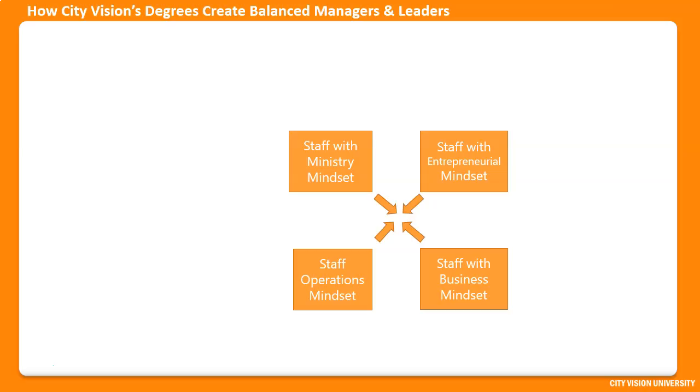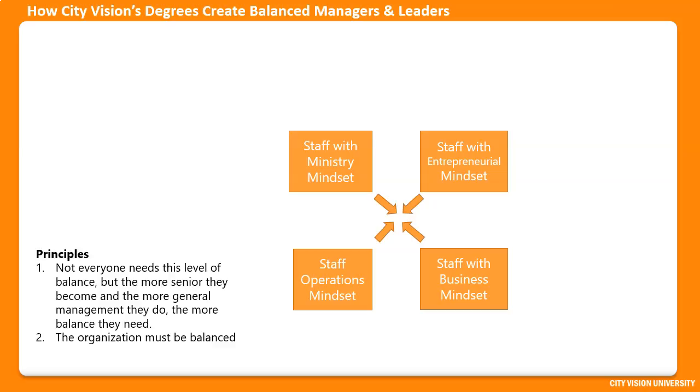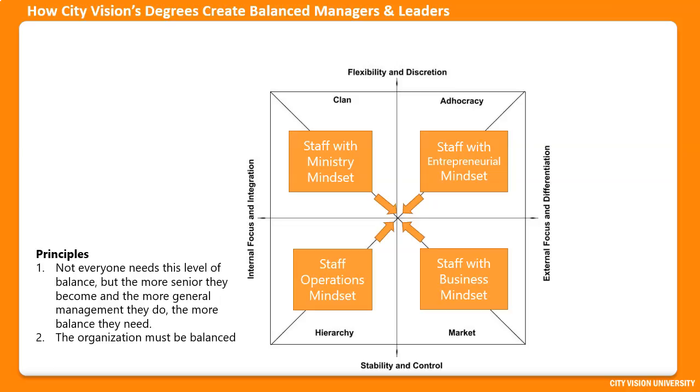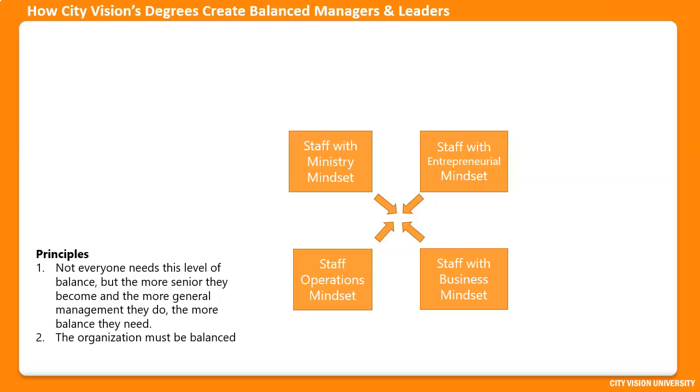And there's a tension between those. Now, one of the principles in designing all of our degree programs is that not everyone needs to have a strong level of balance, but the more senior they become and the more general management they do, the more balance they need. So if all you're doing is accounting and you're a lower level accountant, then you may be fine being in this operations quadrant. But as you move up, you're going to need to understand all of these quadrants, because you're going to have to interface with them.